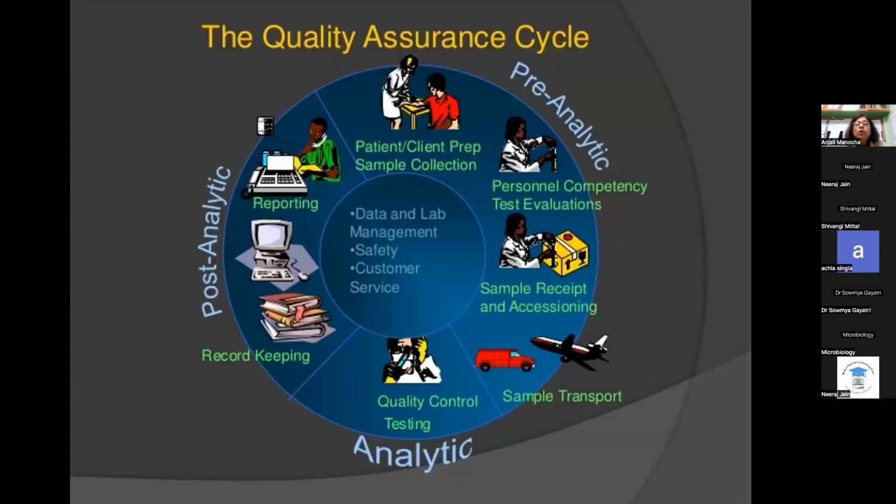So this is what we talk of as the quality assurance cycle, which would include a pre-analytical phase, right from the sample collection, patient preparation, the personnel competency, the receipt, assessing in the lab, transportation, quality control, and testing, which makes a part of the analytical system. Then the post-analytical, which is our reporting and our record keeping, along with our customer service, safety, data management, etc.